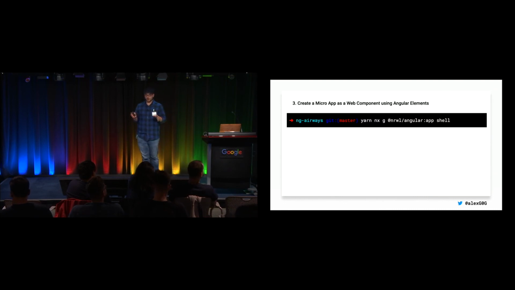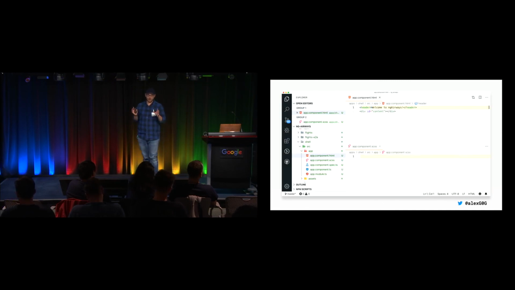Now, we need to create our shell application, the app that will host all of our micro apps. So we spin up Nx again and create that shell. Again, the component will be very simple: "Welcome to NG Airways." But the main difference is that we now have a new div container that has the ID content. Inside of that content, all our micro apps in this example will be injected.